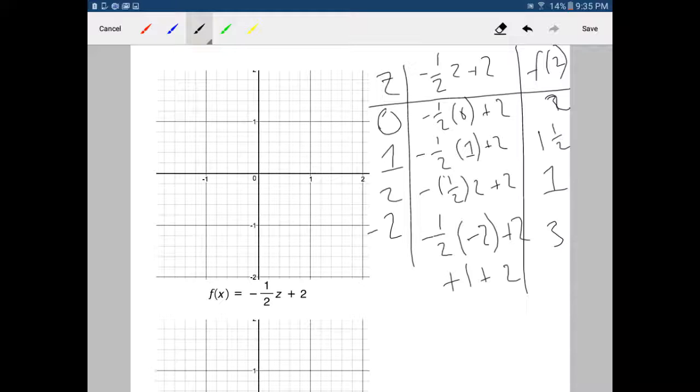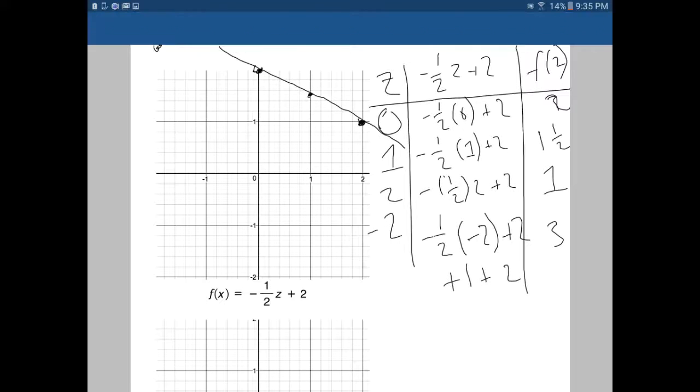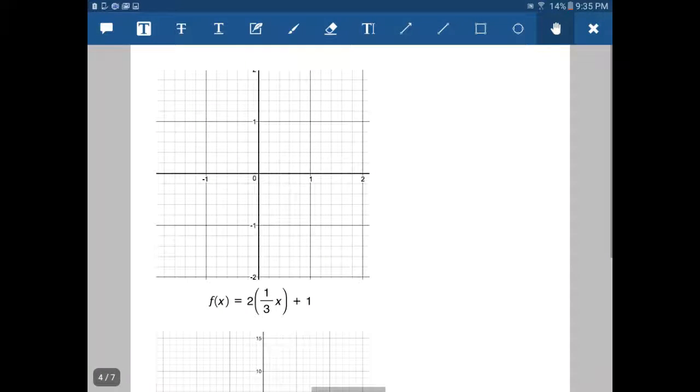Okay, so we have 0, 2. So we'll put 0, 2 on our paper right there. Okay, and then we'll put 1, 1.5 on our paper right there. And then we'll put 2, 1 on our paper right there. And then -2, -3 we'll put somewhere up here off the page where we can't see it, and we'll draw our line going down like that. So that's a picture of the function. We'll go ahead and save it. All right, onward and forward.